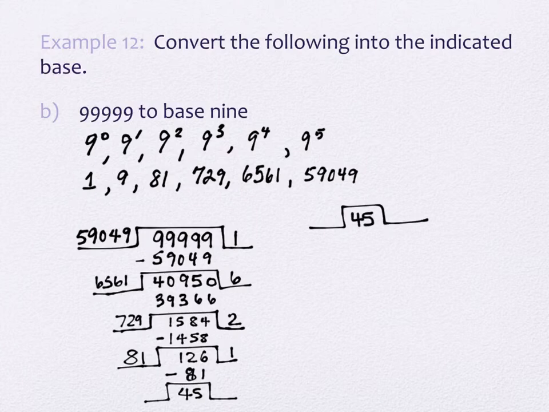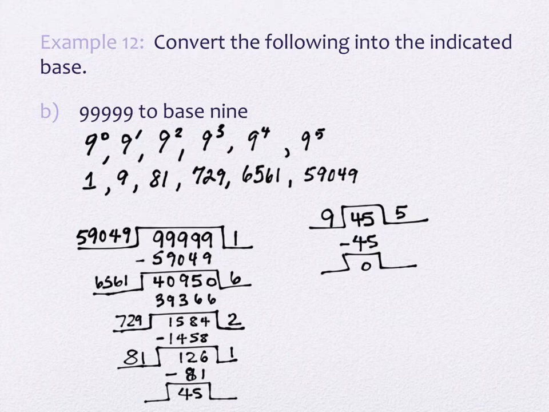What will I divide by next? 9. And how many times will 9 go in? 5, which is exactly 45. So a remainder of 0, but I still need to divide by 1, which goes in, of course, 0 times. So what is my answer?